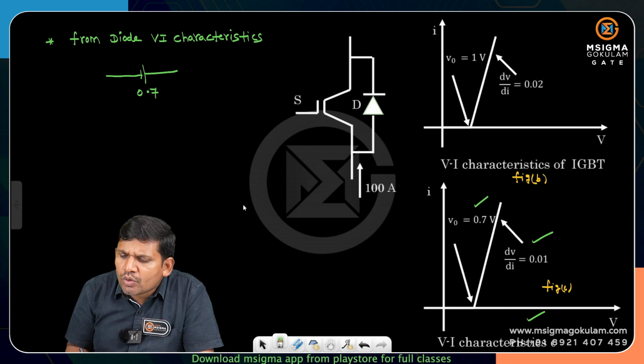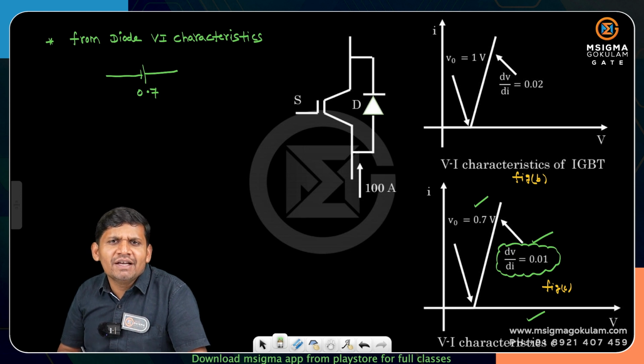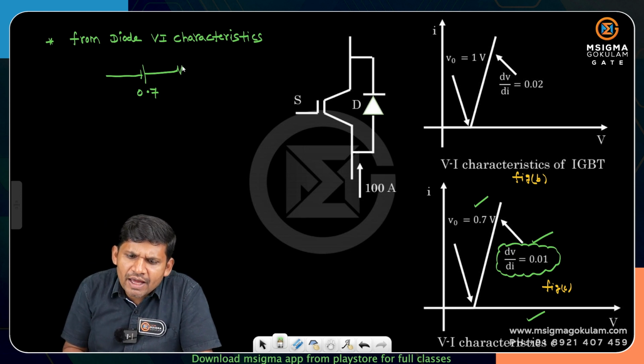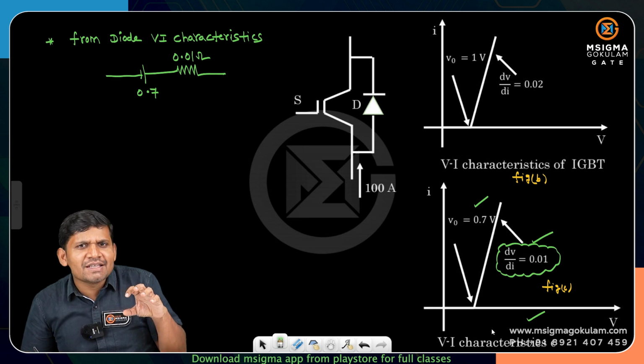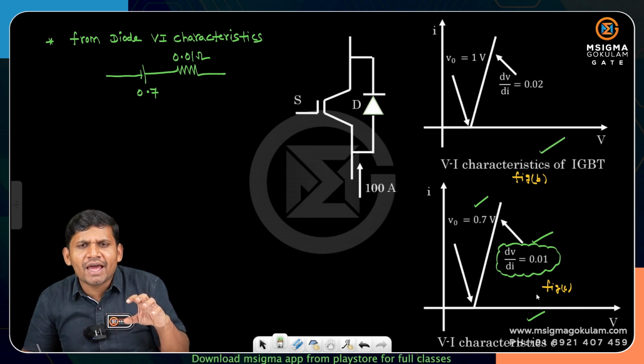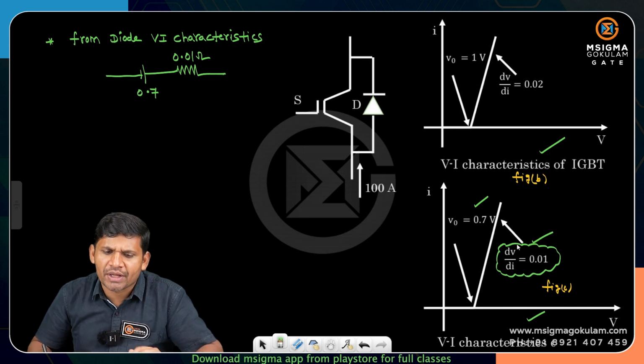0.7 volt is the cut-in voltage. How much resistance? dV by dI, na? The rate of change of voltage by change of current gives the resistance. That is the dynamic resistance, which is 0.01 ohm. Sir, why are you taking only the VI characteristics of the diode? Because these are not the IGBT characteristics, these are diode characteristics now. Because the diode is conducting, that's why I am taking the diode model.